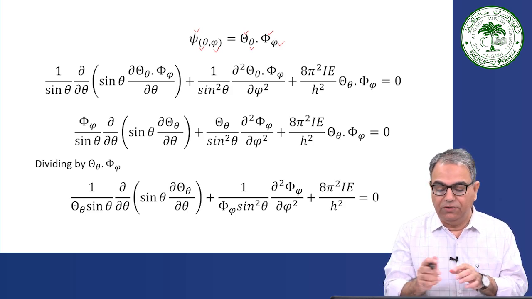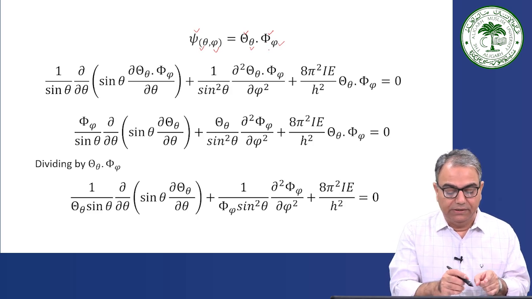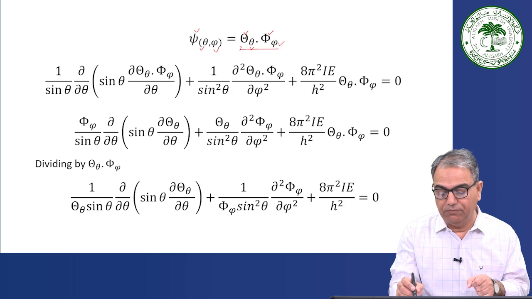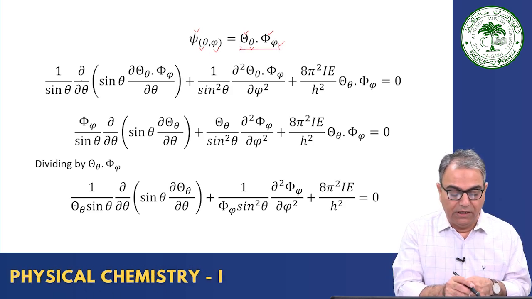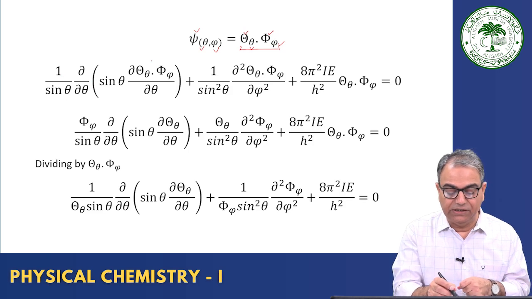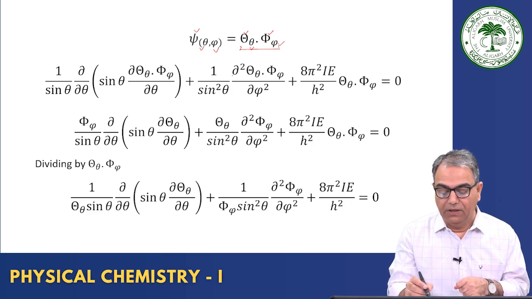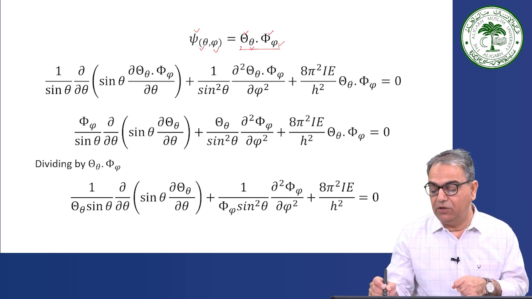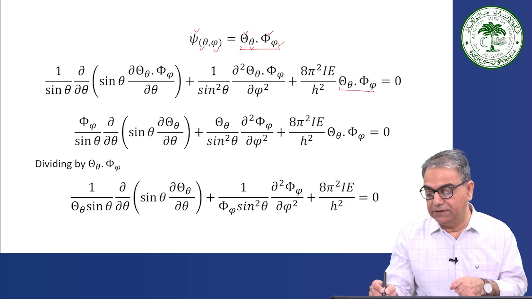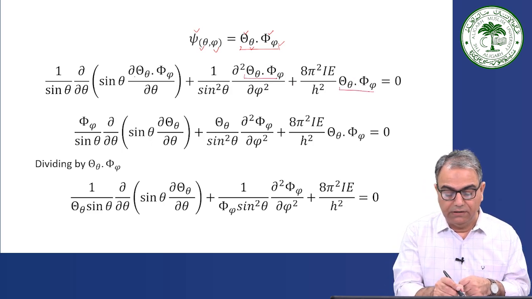Okay. So once you write this equation, you put this value into the Schrodinger wave equation for the rigid rotor: 1 by sin theta del by del theta of sin theta, and here we were having del psi by del theta. So instead of psi, we write Theta times Phi. Here again, 1 by sin square theta del square by del phi square. Here it was psi, so again it is Theta times Phi. Here also it was psi. So the replacement is here, the replacement is here, the replacement is here.